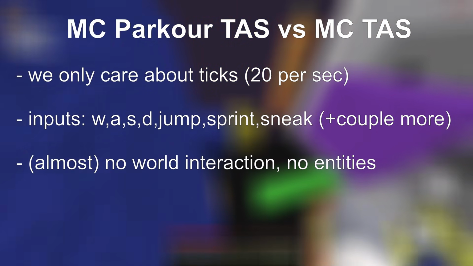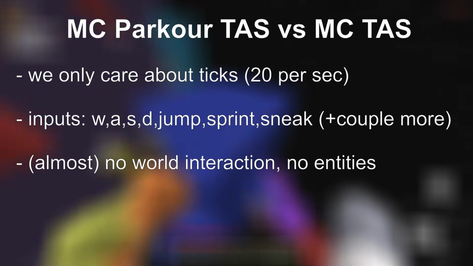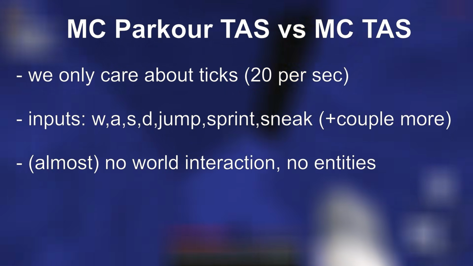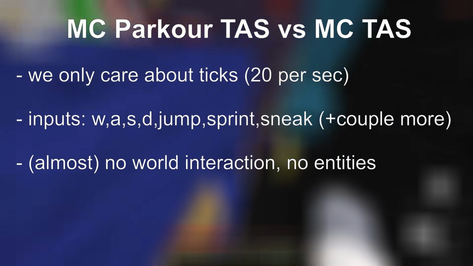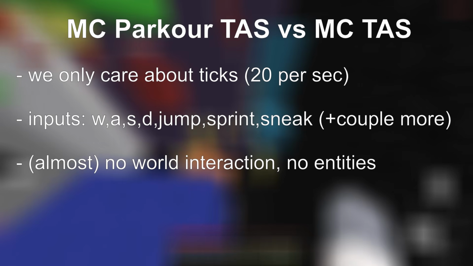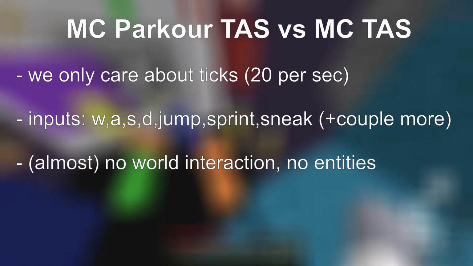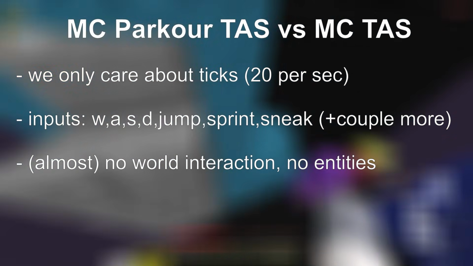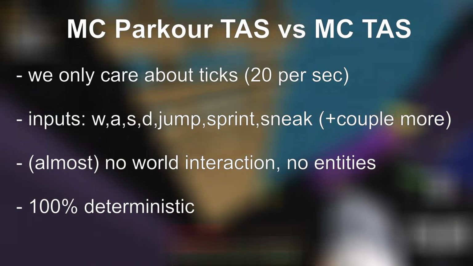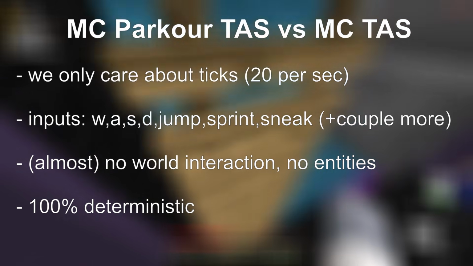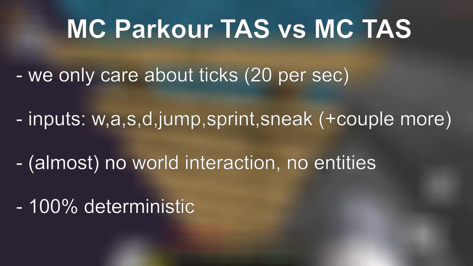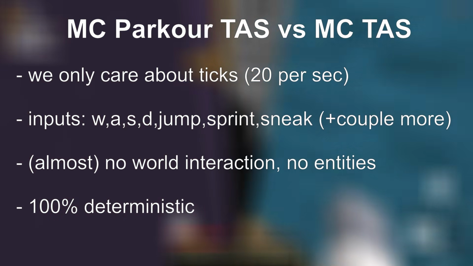We don't want to manipulate RNG, we don't interact with the world apart from placing and breaking blocks, trapdoors or buttons, and we don't touch entities at all, because entities are non-deterministic. The same inputs wouldn't reliably give you the same result. Pure movement, on the other hand, is fully deterministic. If you have the same starting position with the same inputs, you will always get the same outcome. And the Parkour calculator does this to bit exactness.